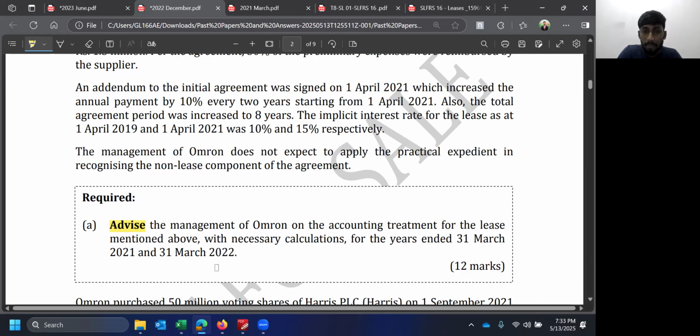So what is the requirement? Advise the management on the accounting treatment for the lease mentioned above with necessary calculations for the years ended 31st March 2021 and 31st March 2022. It is for 2 years. That's why you are given 12 marks. Guys, 12 marks.